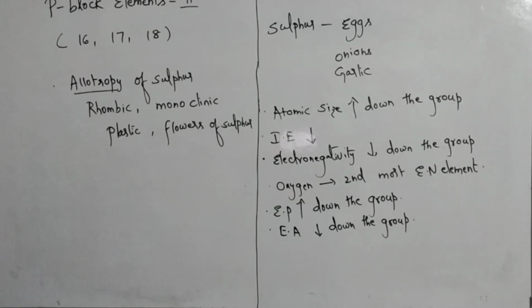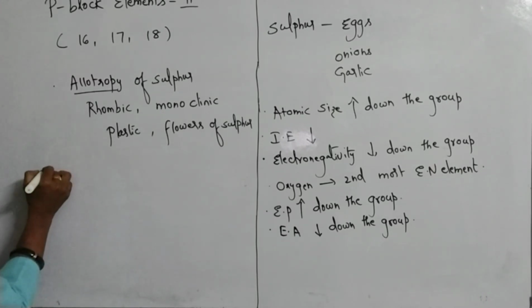Non-metal. So if you go for oxidation states, the next important property exhibited by 6A group elements is what?